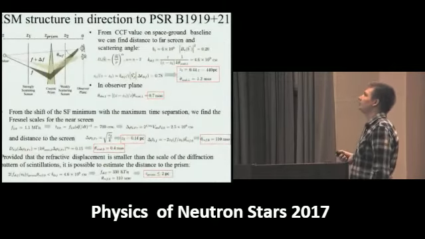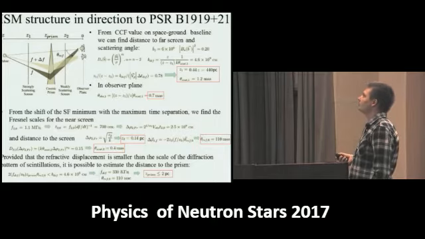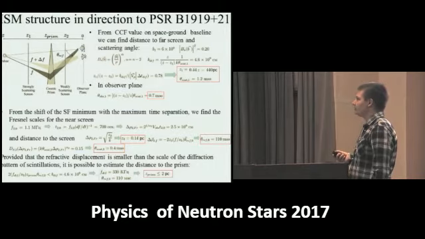From the value of the cross-correlation function on the space-ground baseline, we can obtain the distance to the far screen and the scattering angle on the far screen. In the observer plane, the angle will be less due to geometry. From the shift of the minimum of the structure function with maximum time separation, we find the Fresnel scales for the near screen, and we can determine the distance to the near screen.